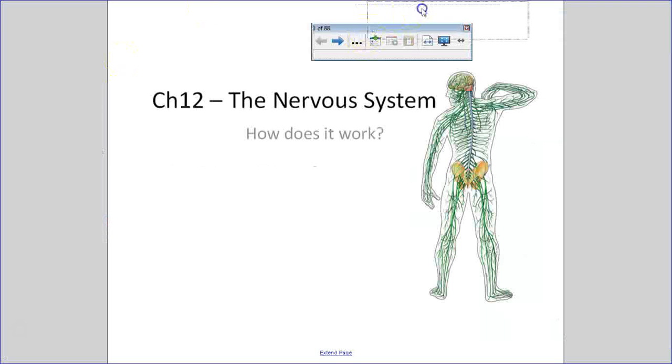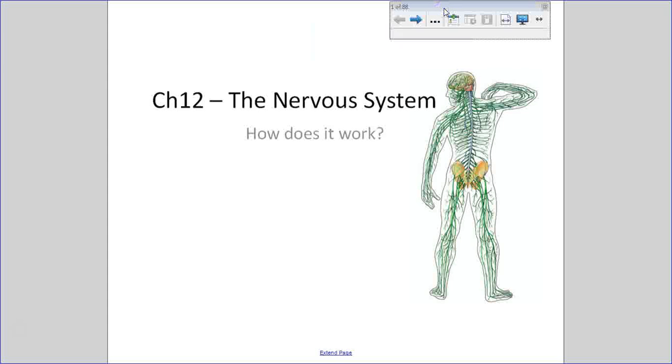Okay, so this is the start of chapter 12, nervous system. We've done the excretory system, now we're on the nervous system.